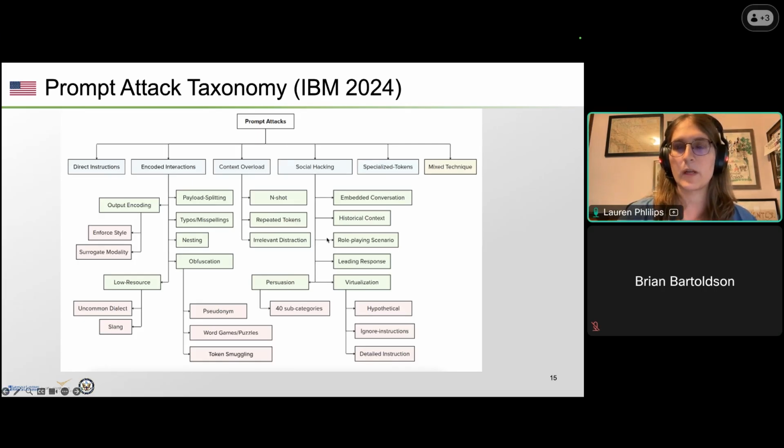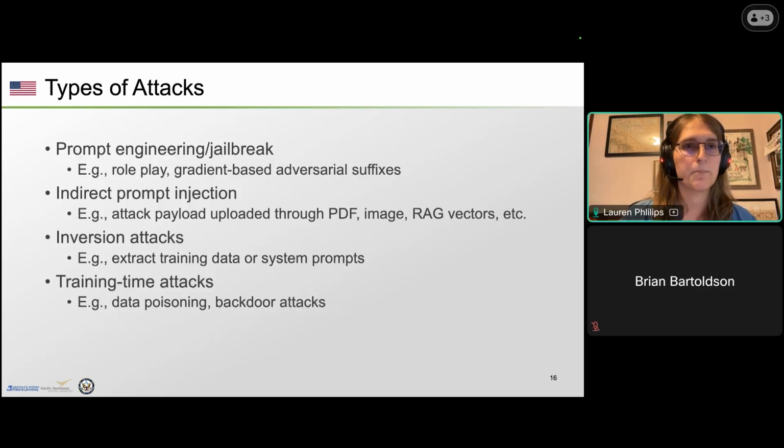But really the most important of any of these is the mixed technique, which is just a combination of multiple styles of attacks. There's no reason that you have to restrict yourself to one, and mixing attacks can be a very effective way of attempting to red team an LLM. So again, there are a lot of different attacks. I expect that next year there will be more styles of attacks that are not listed here.